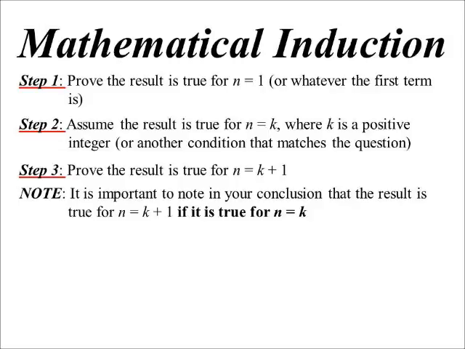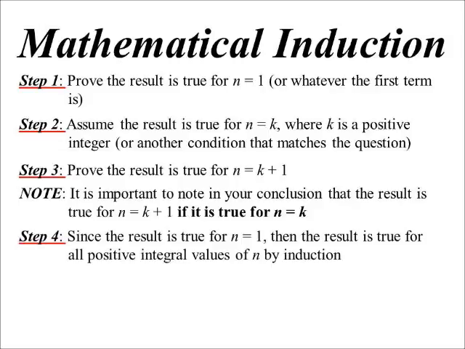Using that idea, I can induce the solution, because we go back to step 1. I proved it was true for n equals 1. Then I proved it's true for k plus 1 if it's true for k. So if it's true for 1, it must be true for 1 plus 1, which is 2. If it's true for 2, then it must be true for 2 plus 1, which is 3. If it's true for 3, and so on and so on. So we induce that it's true for all integers, or whatever the condition is.